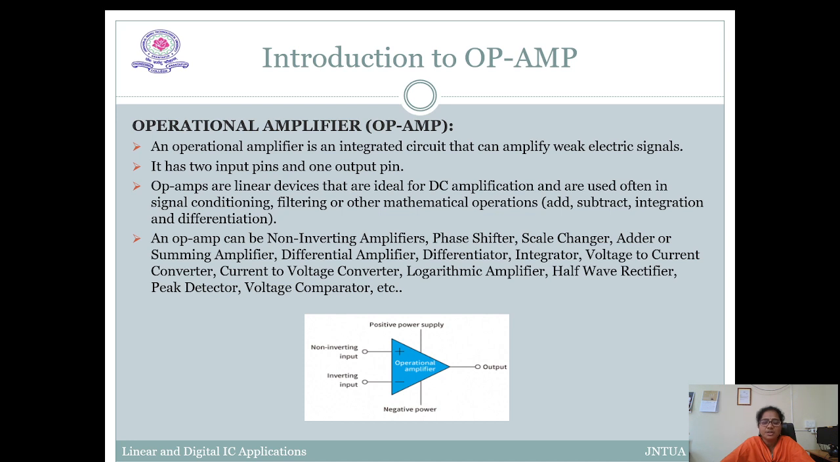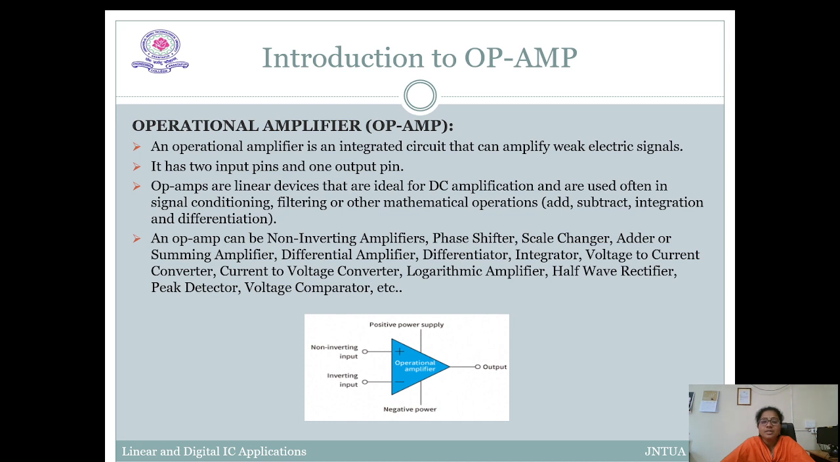So what is an operational amplifier? Where can we use this operational amplifier, what are the advantages, disadvantages, characteristics, and finally the applications. Operational amplifier, generally we call it an op-amp. An operational amplifier is an integrated circuit that can amplify weak electrical signals. It has two input pins and one output pin.